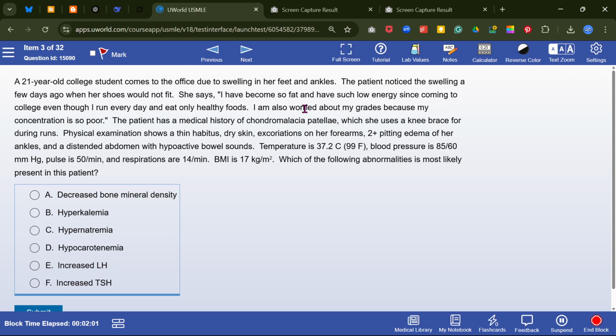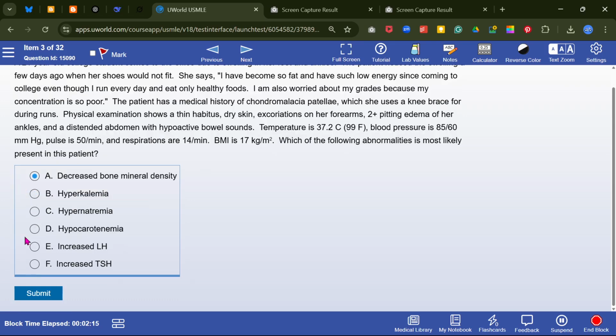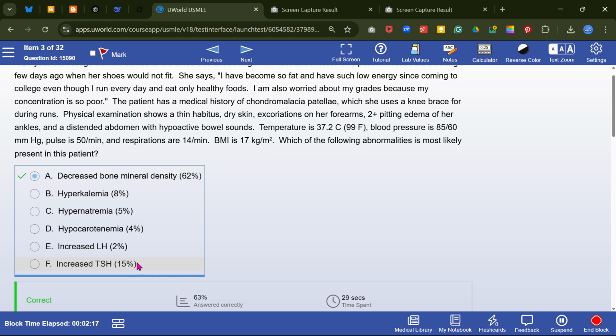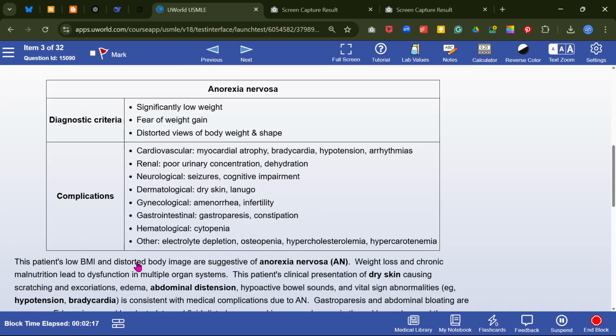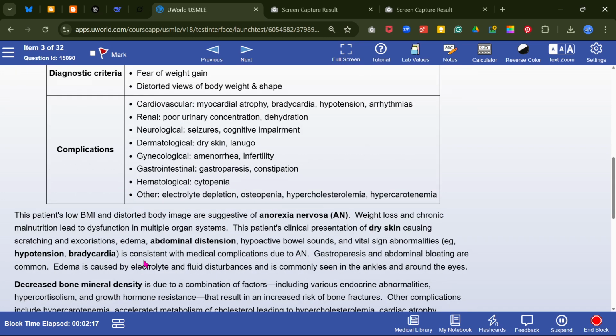BMI is very low. Anorexia. BMI is less than 18, isn't it anorexia? These patients have low BMI and distorted body image, suggestive of anorexia nervosa.